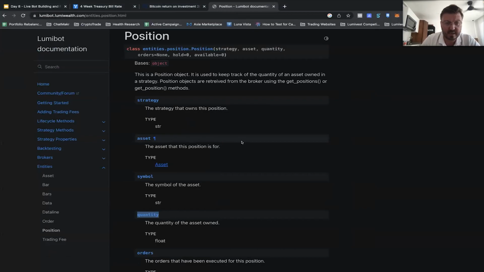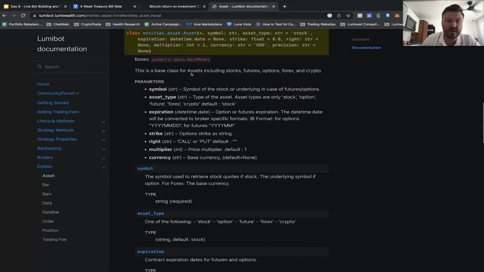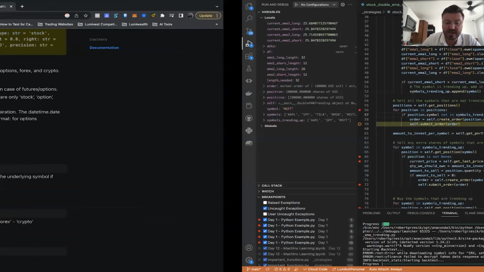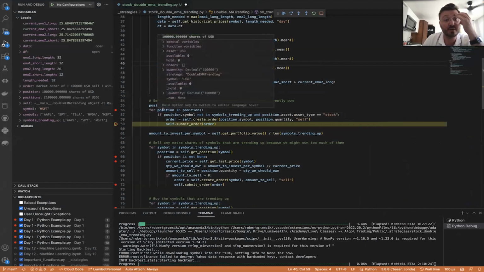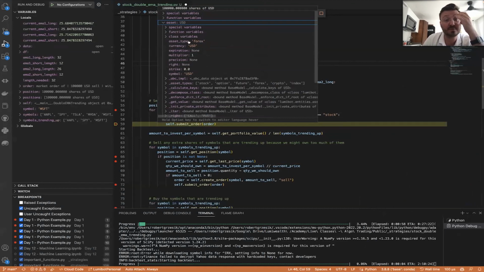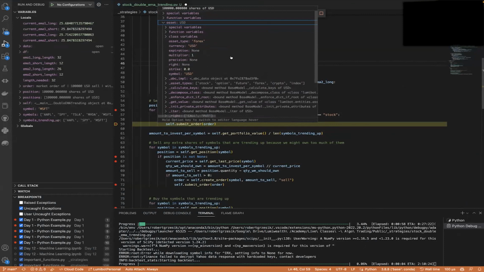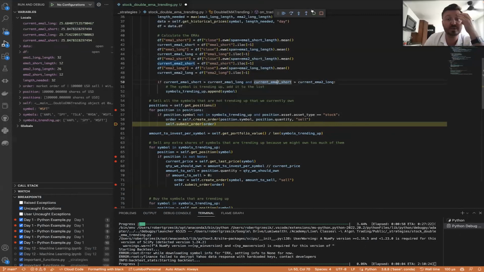We have asset. Okay, and if we go into asset, you'll see that we have a type, asset type. All right, so we're going to go position dot asset type equals stock. And I can even do this through debugging. If I go into position, I can see here asset is US dollars and asset type is Forex. So it's not a stock. So we ignore that. Okay, so I'm going to save these changes and rerun it.